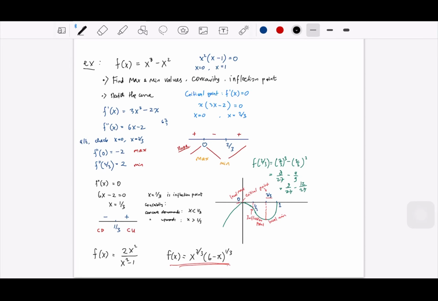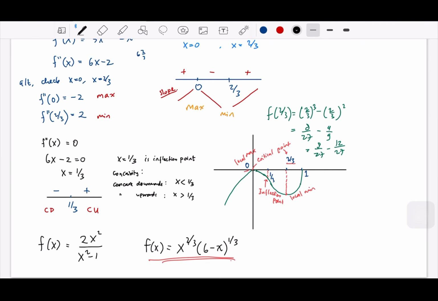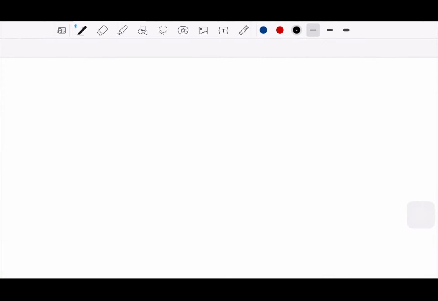Okay, I think this is the last time, the last discussions. So I'm giving you two functions at the end. Probably I will start from the right one. Let me just rewrite the functions. The functions are x^(2/3) and (6 - x)^(1/3).